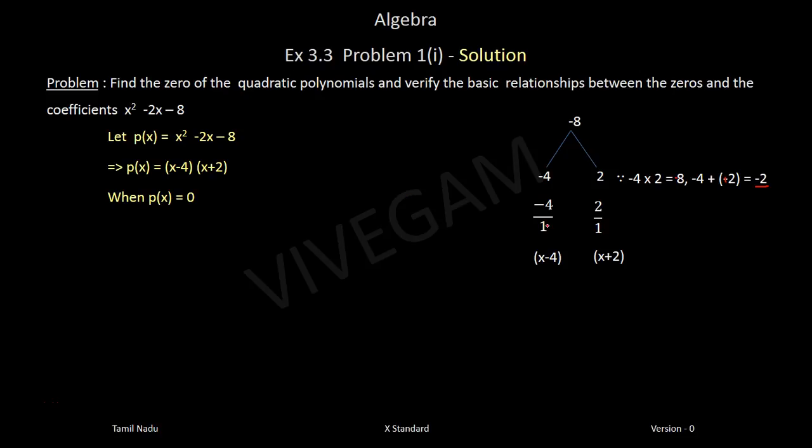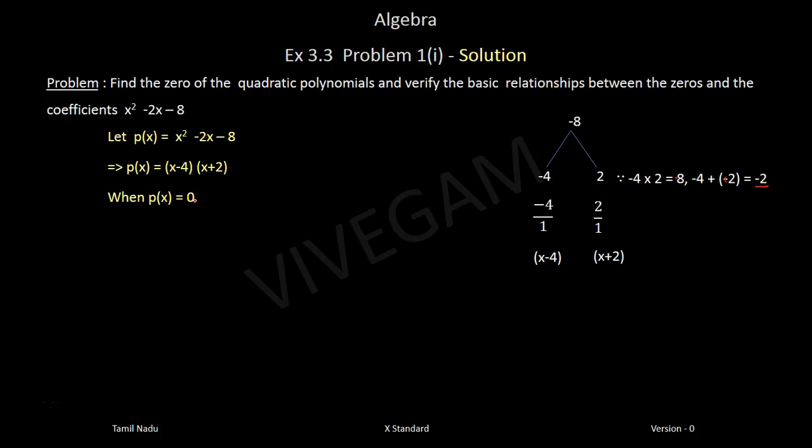So it will become minus 4 by 1, and dividing it by the coefficient of x square, this will become 2 by 1. Now the factors will be x, that is, this will become the coefficient of x. So 1x minus 4, then 1x plus 2, whatever is the value here. So the factors are x minus 4 and x plus 2. So p of x is x minus 4 and x plus 2.